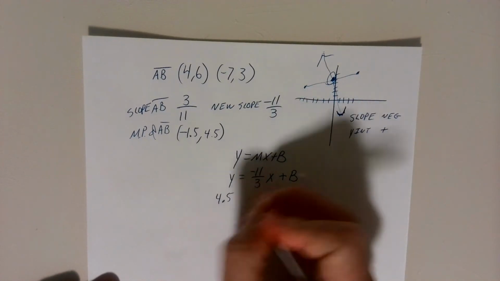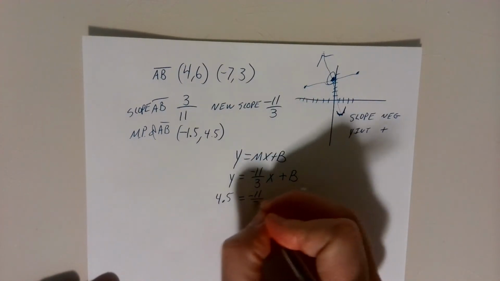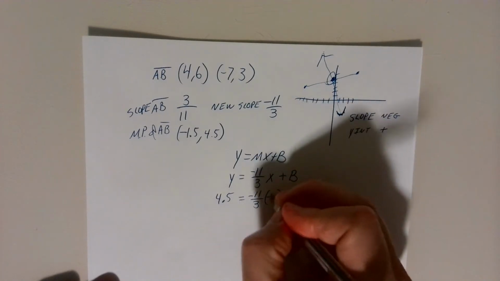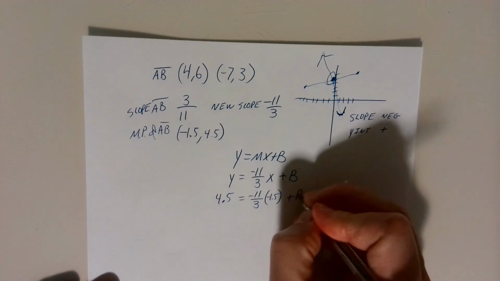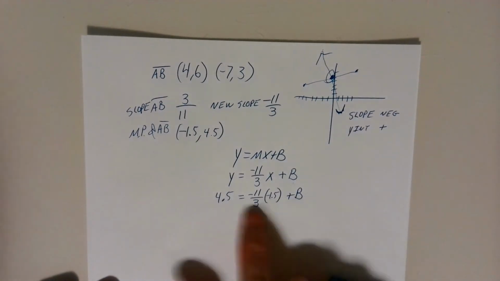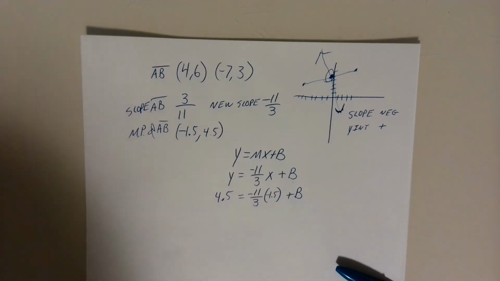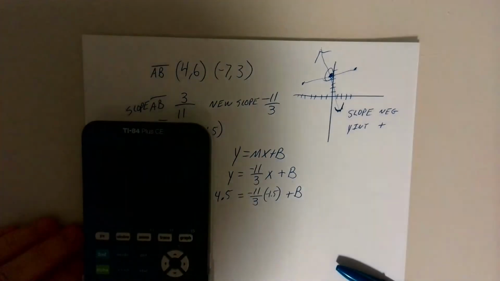So let's plug them in. 4.5 goes in for the y. Negative 11/3 goes in for the slope. The x is negative 1.5. And then this is the b. Okay, so here we go. I have to do this times this, and then move that answer to the other side. So let's pull out my handy dandy calculator here again.